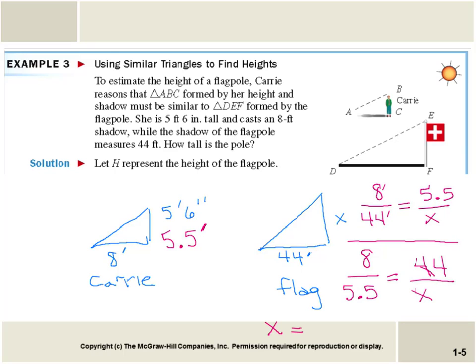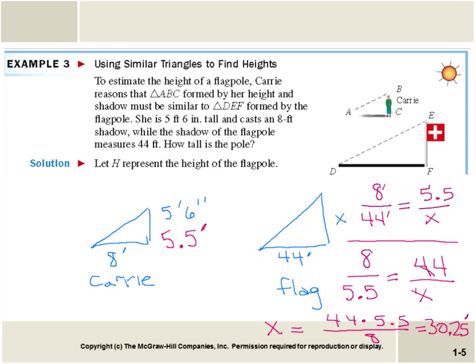So x is equal to 44 times 5.5 divided by 8, which is equal to, oh, thank you guys. You guys are quick. 30.25 feet. Now, again, you just want to take a look and see if it makes sense. Yeah, we'll keep it in 30.25 feet, but thanks for the inches. That's fine, too.